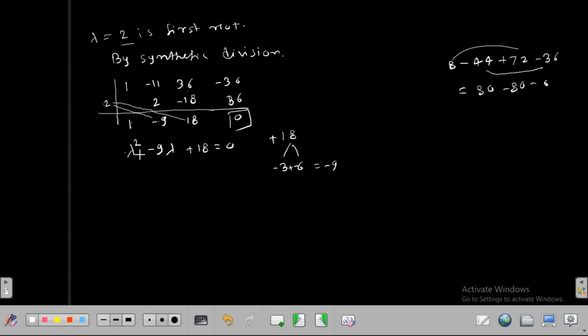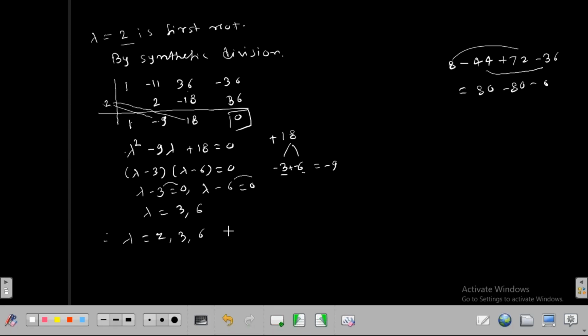So we can write the factors of this expression as lambda minus 3 in the first bracket, and lambda minus 6 in the second bracket, equal to 0. Now separate this. Lambda minus 3 equal to 0 and lambda minus 6 equal to 0. Now transfer this minus 3 to this side, this minus 6 to this side. So we get here lambda value is plus 3, and minus 6 goes to positive 6. So we get positive 6. So therefore we get here three values of lambda. Lambda equal to this 2, this 3 and this 6 are eigenvalues of the matrix A. Now find the eigenvector corresponding to the eigenvalue.